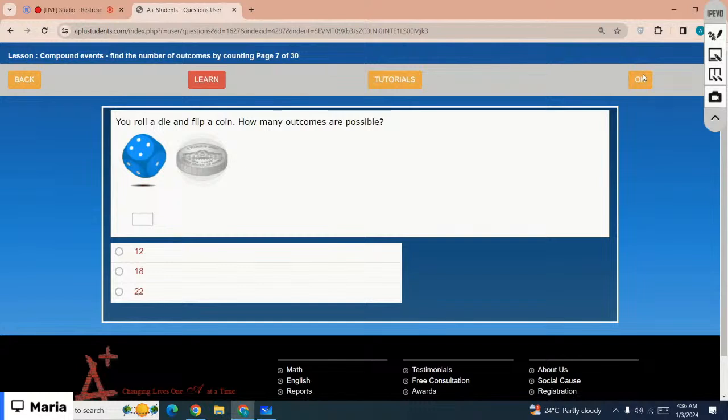You roll a die and flip a coin. How many outcomes are possible? Which is the correct option? Yes, the correct option is 12. You have a total of 12 outcomes. The correct option is 12.